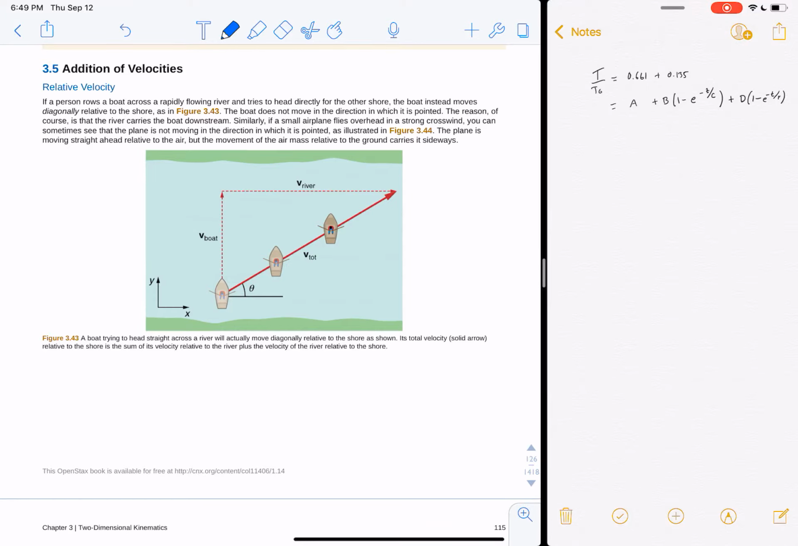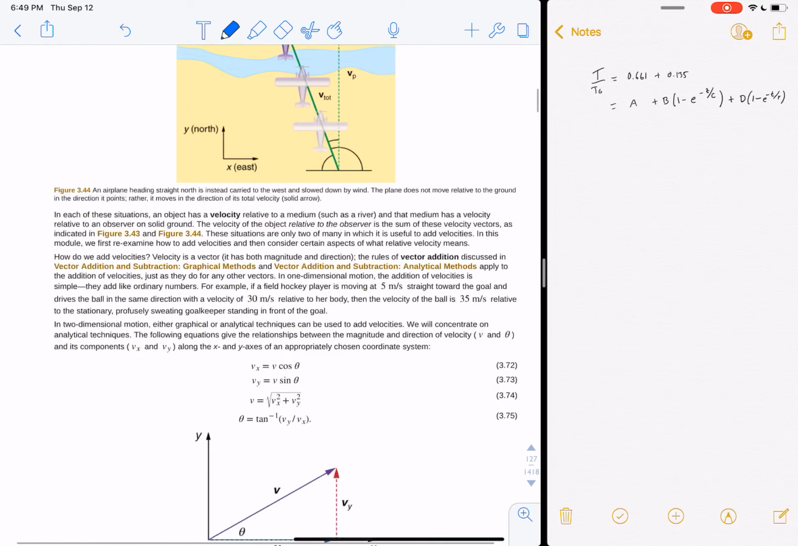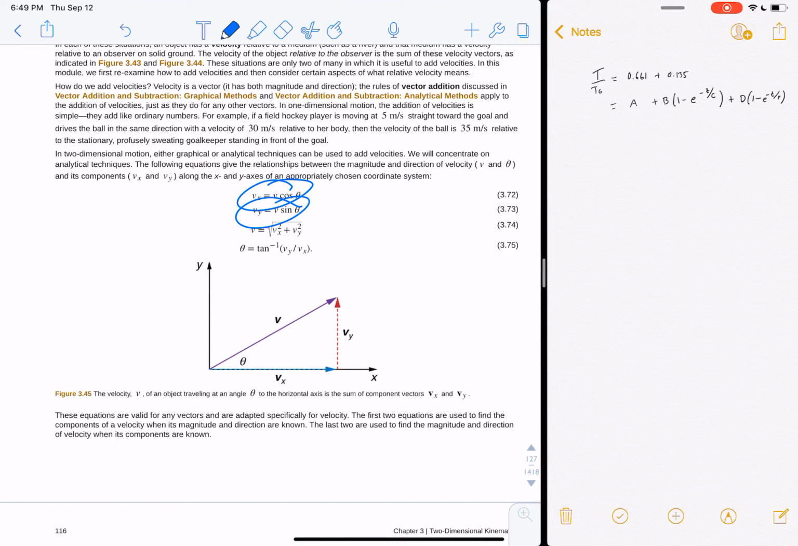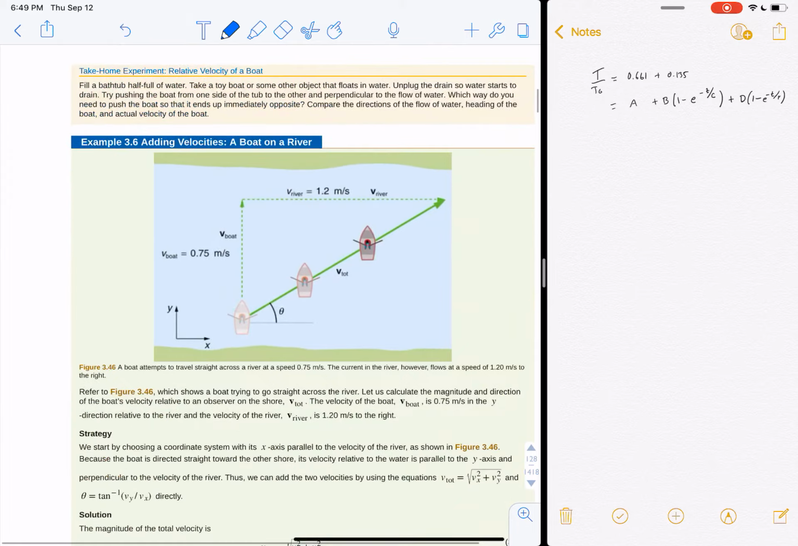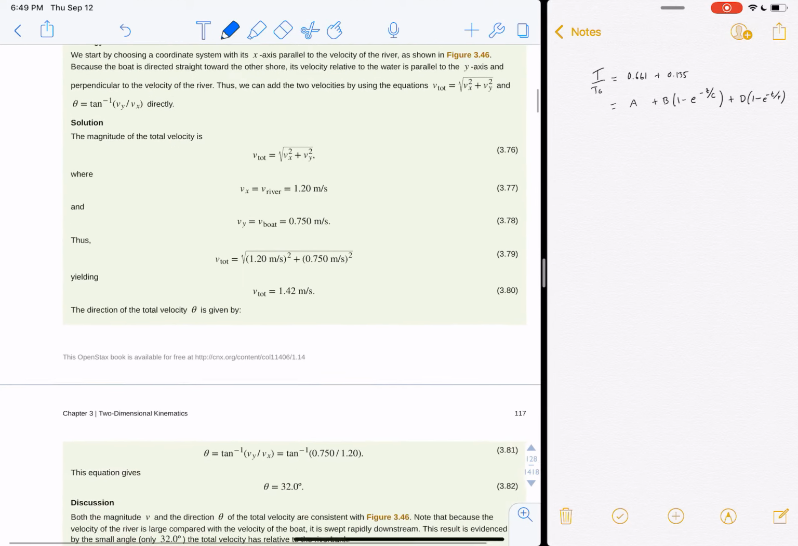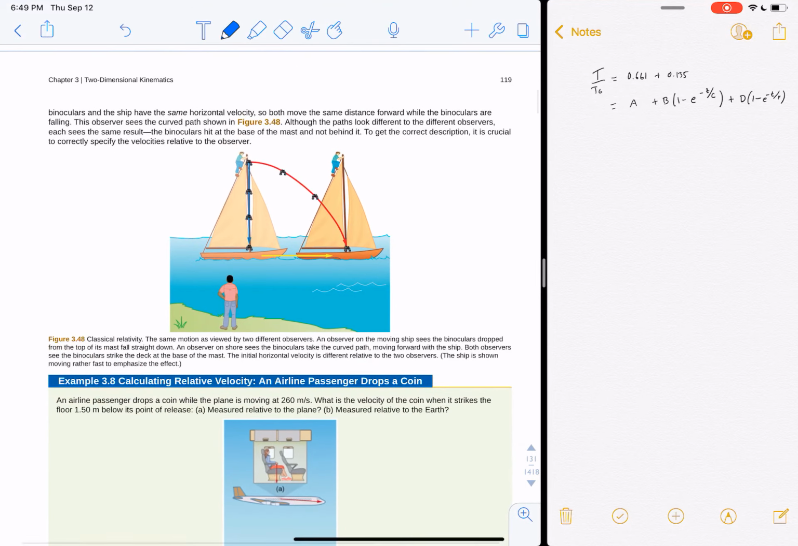Okay, addition of velocities. If the boat's moving with that vector and the river's moving with that vector, the boat is going to travel along this line, the sum of the two velocities. So it's just adding vectors together. You've got your x and your y components, just add them up. So if your river's flowing this way and your boat's going that way, that's the net velocity you're going to have. Okay, and you just add them up just like normal. So go through those examples just to understand how to add those velocities together and get your net velocities.